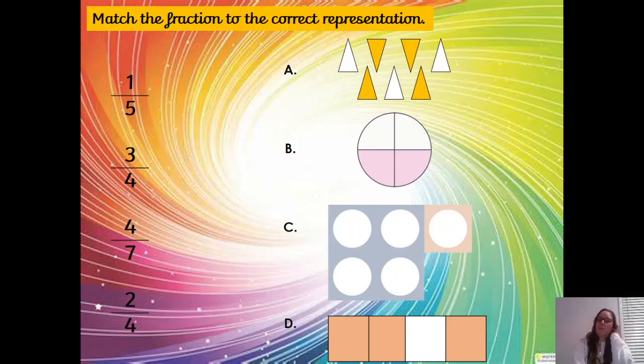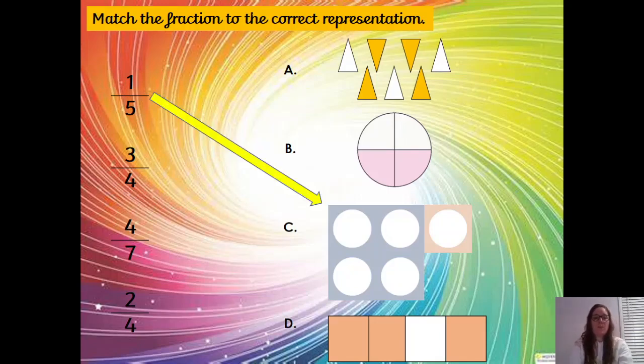This time I'd like you to match the fraction to the correct representation. So looking really carefully at how many equal parts they've been divided into, and how many parts that we've got. Pause the video, have a chat, see if you can identify which one matches which representation. So we've got 1/5, 3/4, 4/7 and 2/4.